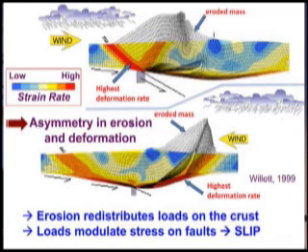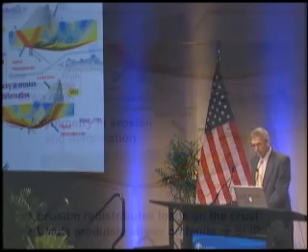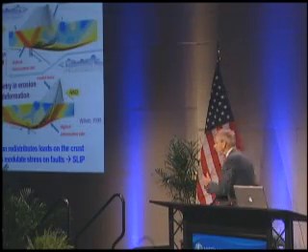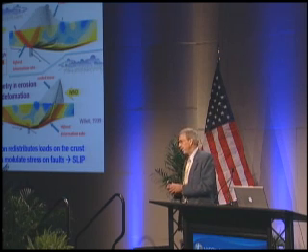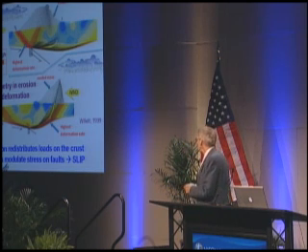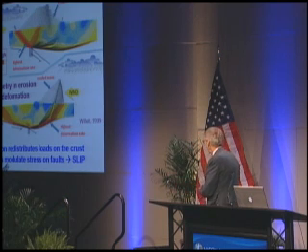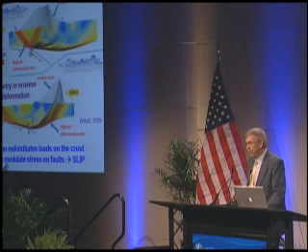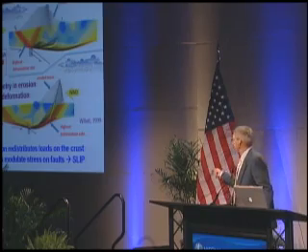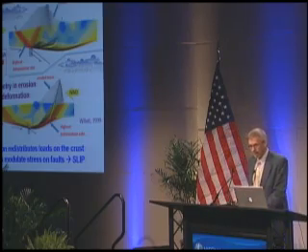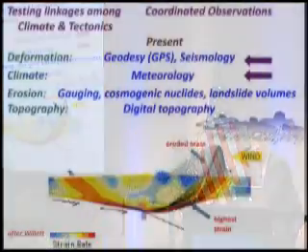The pattern of erosion, which is shown in the gray mesh up here, is rather different. And you can imagine that this redistribution of masses within a mountain belt has a major impact on the stresses within it, and these, in turn, could modulate slip along faults. And in this case, the whole geometry of the mountain belt is predicted to change.